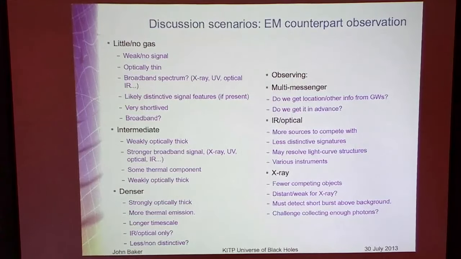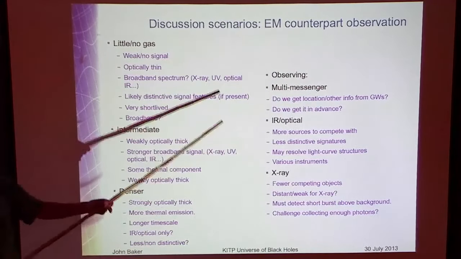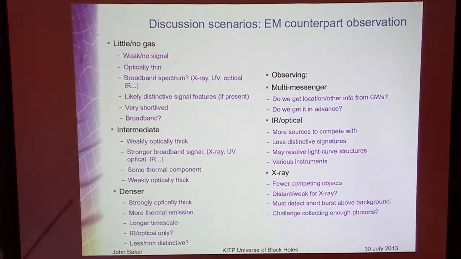On the other hand, you can consider how you are going to try to observe these. The first question is, if this is a multi-messenger situation and you have a gravitational wave observation, you might have some information about where it is in the sky. Rough information, maybe. You might have that information in advance, or you might be looking for these in your archival data because that's the only kind of data you have, and you're trying to do this without the benefit of gravitational waves.